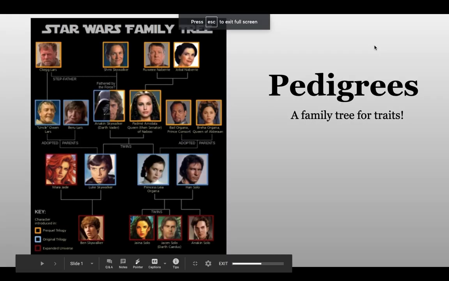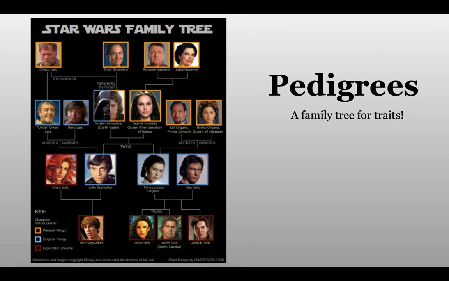Hi, 7th grade. Today we are going to learn about pedigrees. And essentially what pedigrees are is they are a family tree for your traits. So to start, we're just going to take a look at some fun family trees that some of you might know about. If you're into Star Wars, this family tree might look familiar to you.